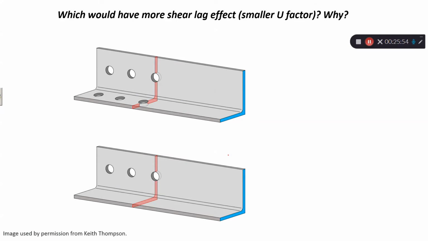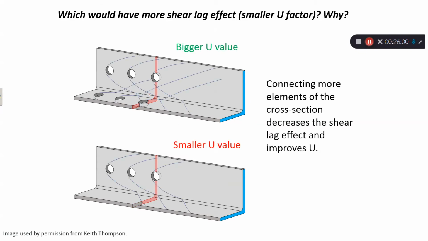Okay, and then this examines the numbers of the connections. So in the first picture, in the picture on the top, this angle is connected on both legs, meaning all its elements are connected. So in this case, almost all the net area falls within the stressed zone, meaning it's more efficient to resist the tension members.